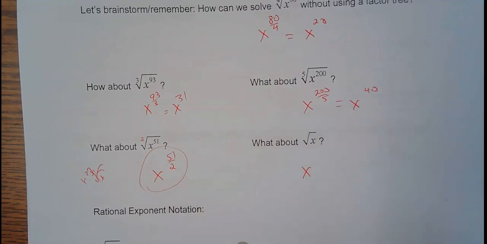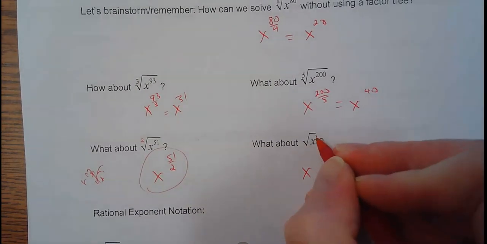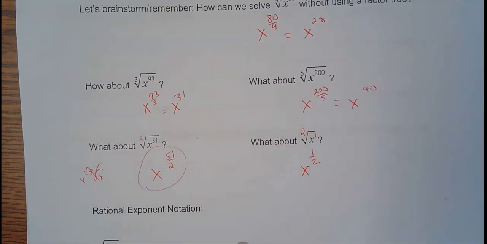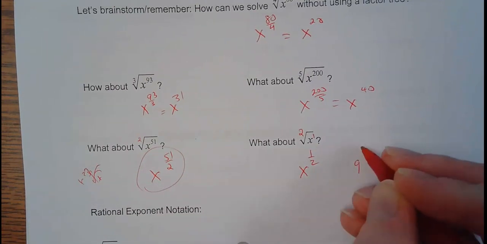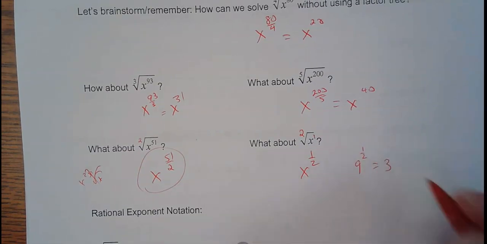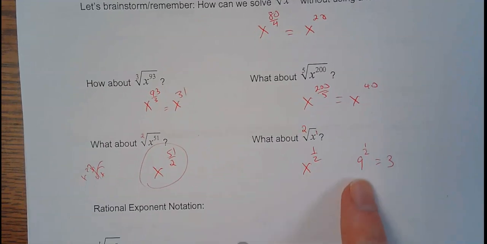This one here, nothing's written, but this is actually a first power and this is actually a second root. So that'd be 1/2. Anytime you see x to the 1/2 power, that's the same thing as square rooting it. Just as a side note, if I said 9 to the 1/2 power, what would that equal? That's the same thing as the square root of 9, which is 3. If you type that in the calculator, take 9, raise it to the 1/2 power, you'll get 3.